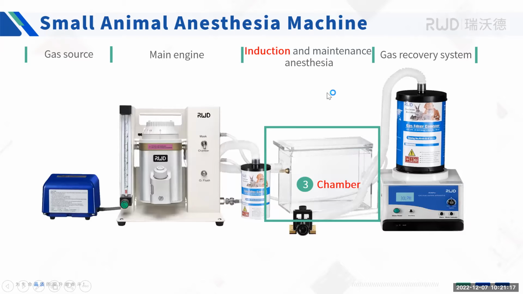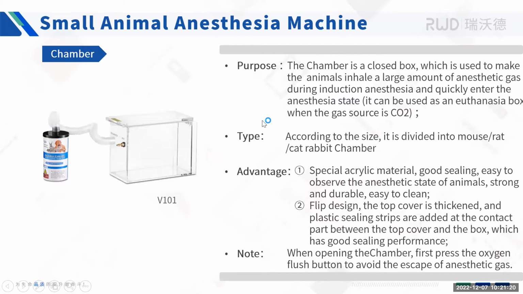And here is our chamber. Yes, the chamber is a closed box. We need to put a rat or mouse in the chamber, and the animal will inhale a large amount of anesthetic gas during the induction anesthesia, so they can quickly go to sleep. And because the chamber always fills with a large amount of anesthetic gas, we make its sealing very good, and it's easy to observe the state of the animal.